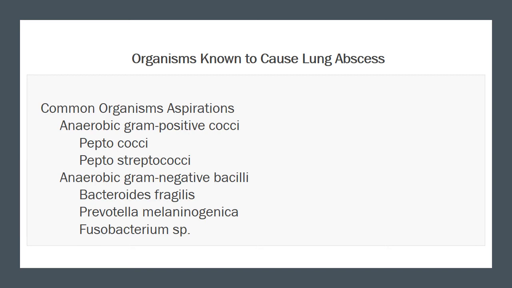Some common organisms that are known to cause lung abscess, and I apologize in advance, I'm going to butcher these names, but anaerobic gram-positive cocci, they include peptococci and peptostreptococci. Common gram-negative bacilli include Bacteroides fragilis and Fusobacterium.